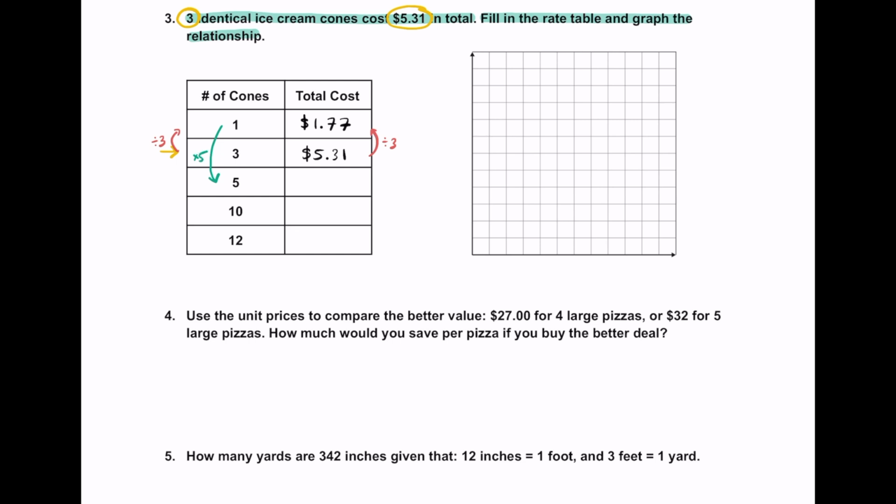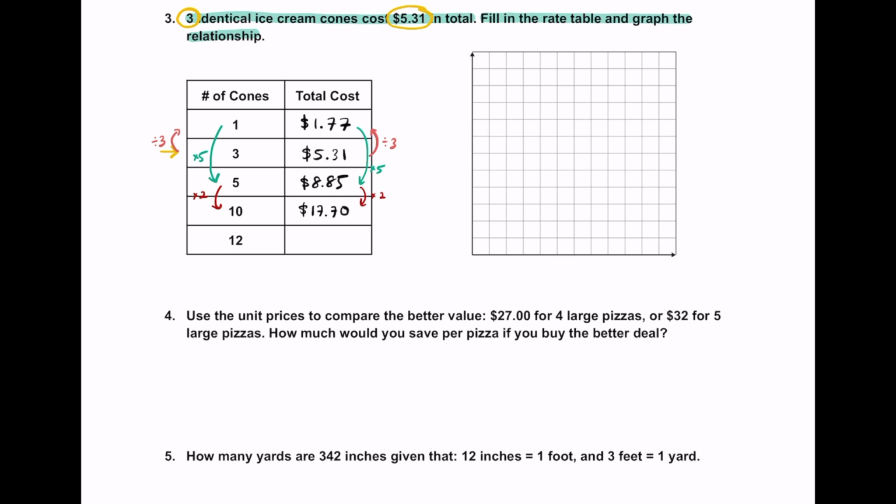So if we take this $1.77 and multiply it by 5, then we know this price here is going to be $8.85 for 5 cones. And you could go from 1 cone and multiply by 10 to get 10 cones, but I'm noticing here that we can actually just double 5 to become 10, so that's just times 2. And that means over here we can just double this $8.85 as well, and then we get $17.70, okay?